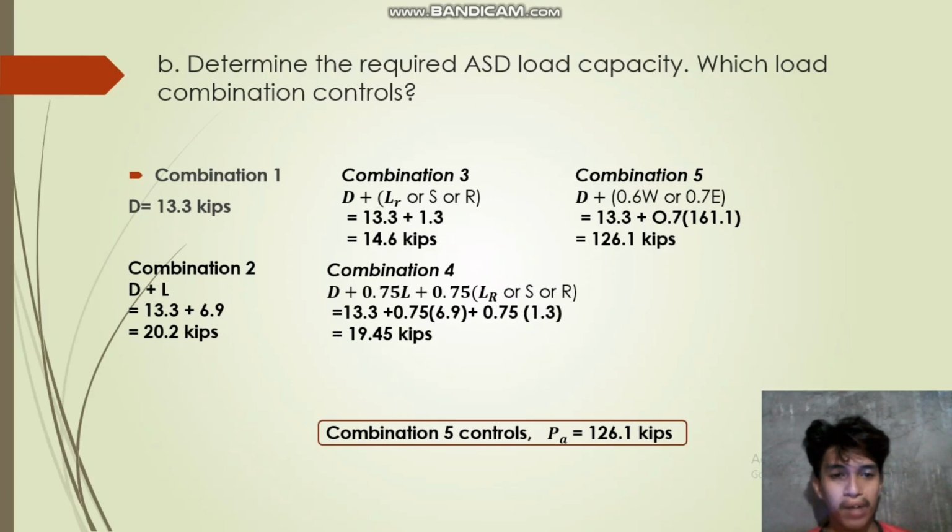Combination number 4, D plus 0.75 L or live load plus 0.75 roof load or snow load or rain load equals 13.3 plus 0.75 times 6.9 plus 0.75 times 1.3. It is equal to 19.45 kips. Therefore, combination 5 controls. Pa is equal to 126.1 kips. And that's all for today and thank you, sir.